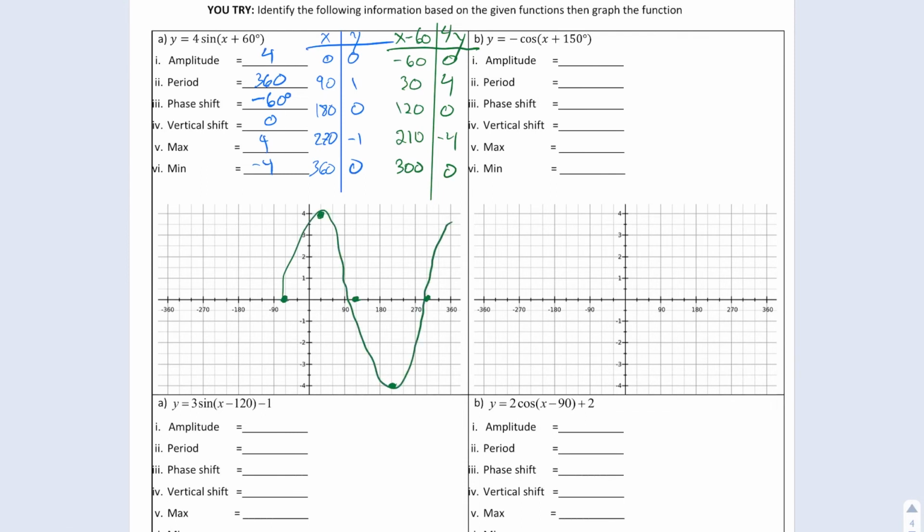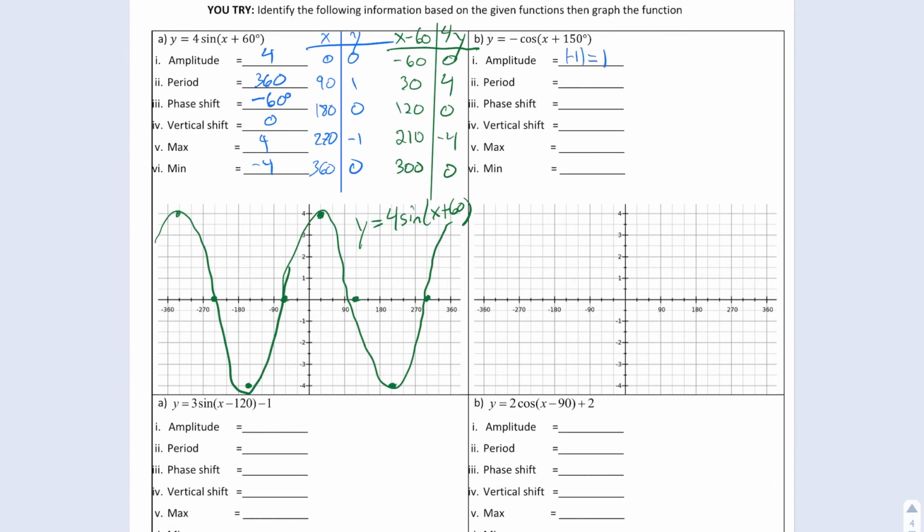So there's one cycle. So that's going to continue on. If I continue on the left side, so every 90, and there's my transformed one. Like that. Let's try the next one.